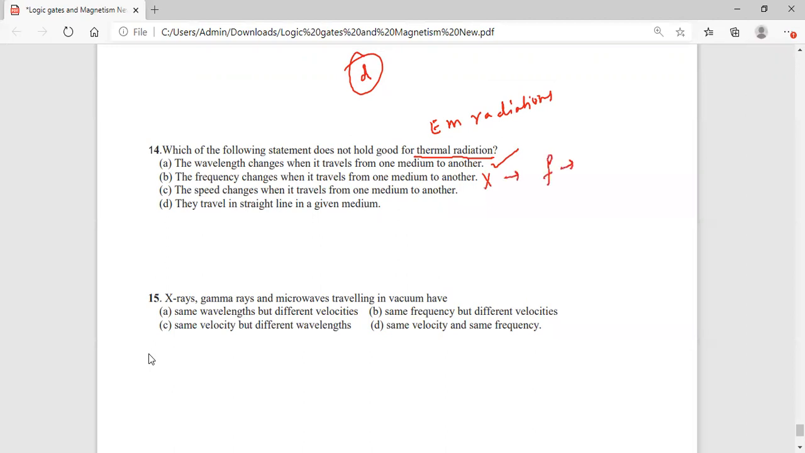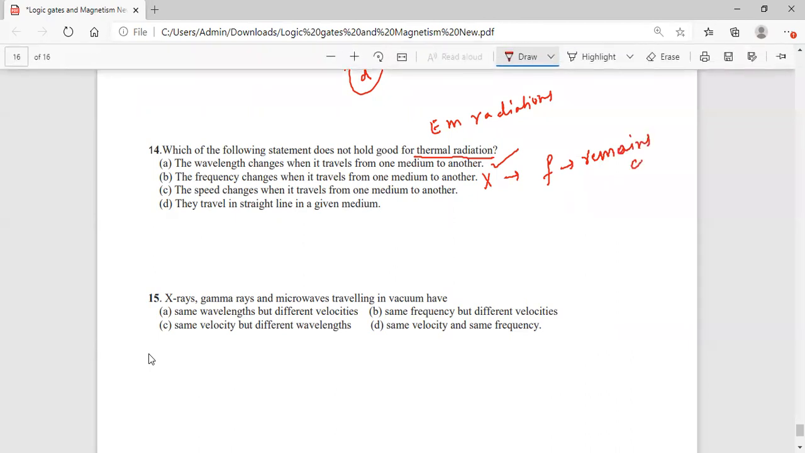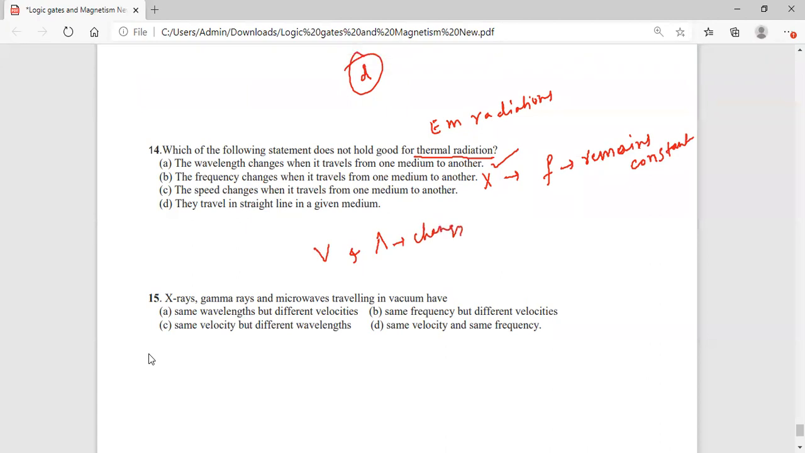Frequency remains constant. Any wave, when it travels from one medium to another, its wavelength and velocity change, but the frequency remains constant. The speed changes when it travels from one medium to another. Yes. They travel in a straight line in a given medium. Yes, all electromagnetic waves follow rectilinear propagation. Therefore, A, C, D are correct statements, and option B is the wrong one. That is the correct answer, B.